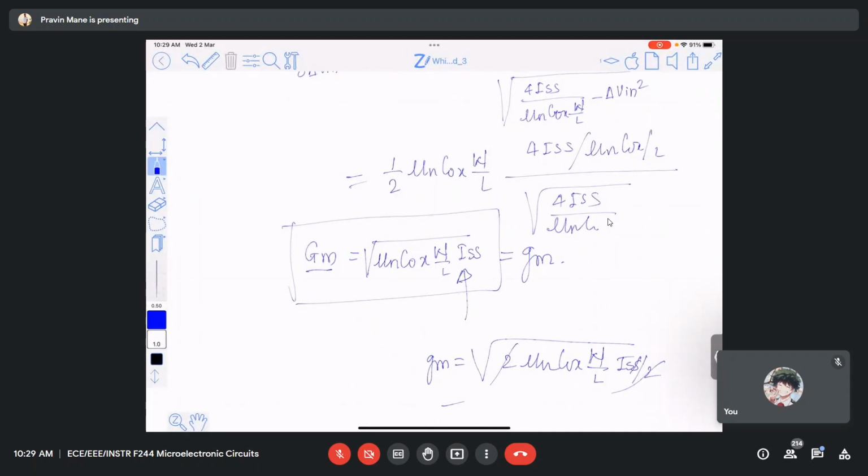For those who are going to do some kind of lab experiments, this is very important. That's why I have covered this particular topic. Now I will come back to what is called small signal analysis.